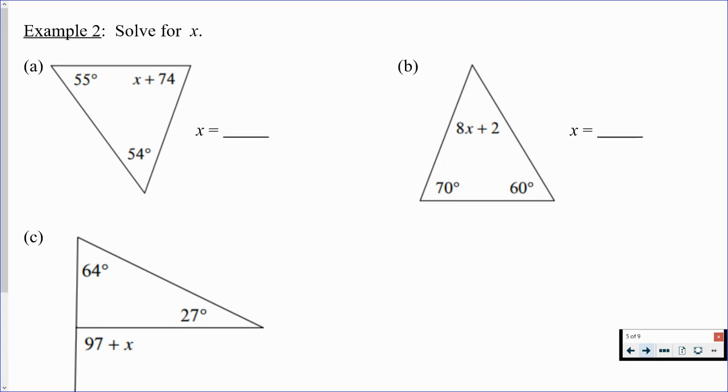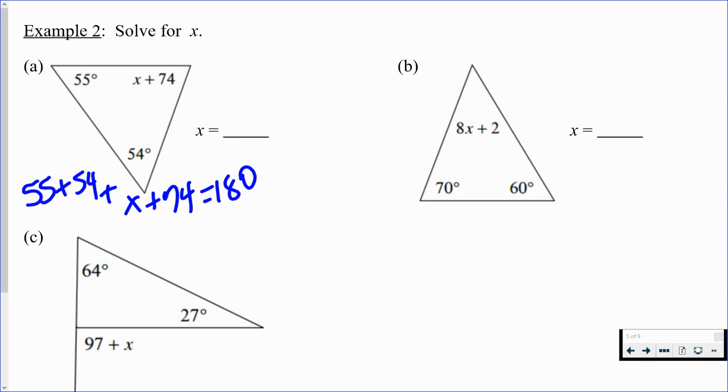Let's start using our different properties to solve some problems. Take a look at this first one. Solve for x. We have 55 degrees, 54 degrees, and x plus 74 as our other angle. So we know that the total has to be 180. So we want to take 55 plus 54 plus x plus 74 and set it equal to 180.